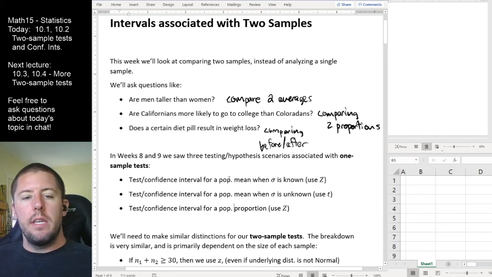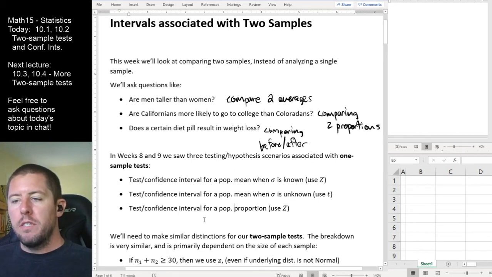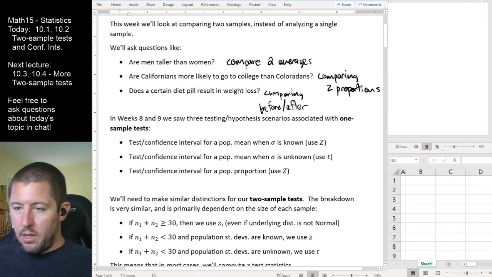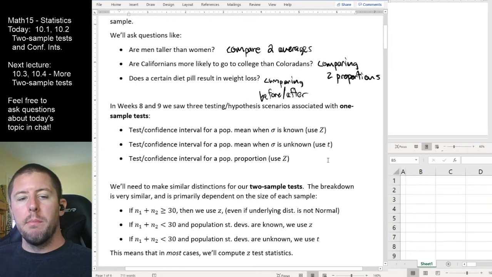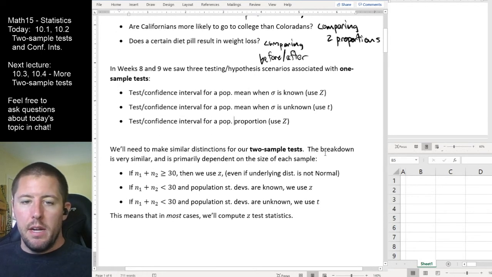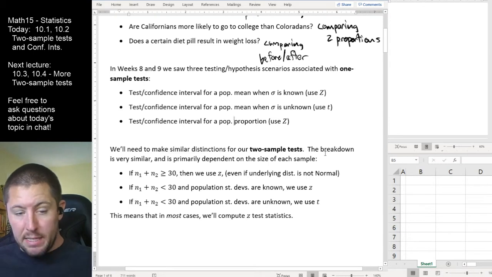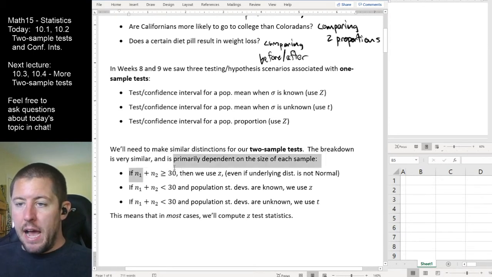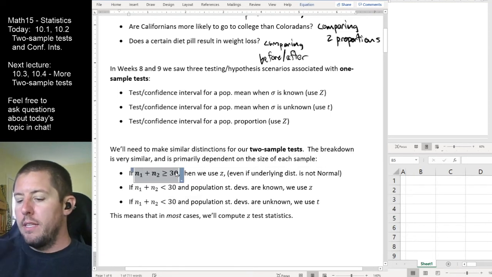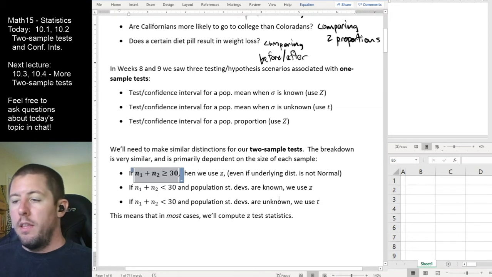So what we want to do is see how our requirements from before compare to our requirements now associated with each of the tests that we're going to do. We want to make similar distinctions here with our two sample tests. The breakdown is very similar, and it's going to primarily depend on the size of each of the samples that we've collected. You should notice that now we have not just an n for a sample size, but an n1 and an n2, because in each of our scenarios now, these are all of our two sample tests. We're collecting two different samples.